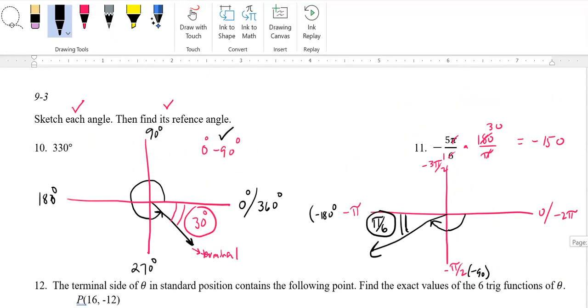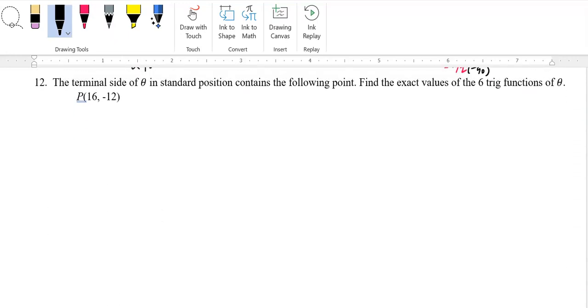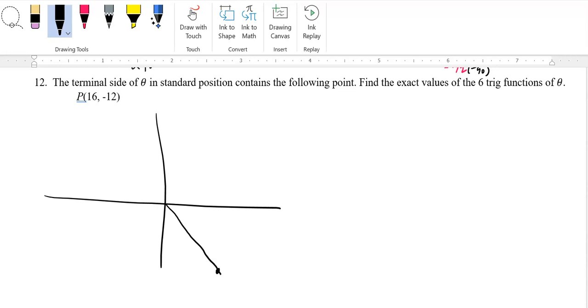This is also a 9-3 problem. So let's just sketch out what they're talking about here. We have an angle in standard position called theta, and its terminal side goes through this point. So let's just show this point. It's in quadrant 4. So here's what it's talking about. The terminal side of an angle always comes out of the origin, and it goes through that point.